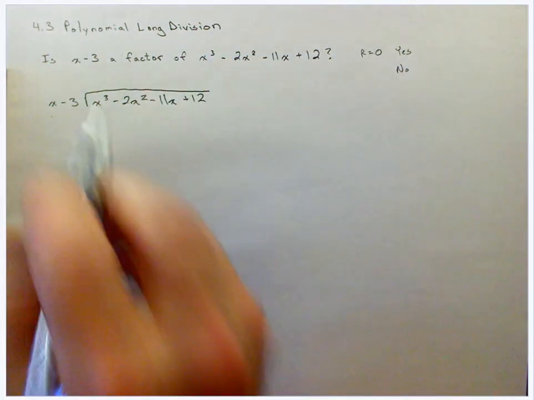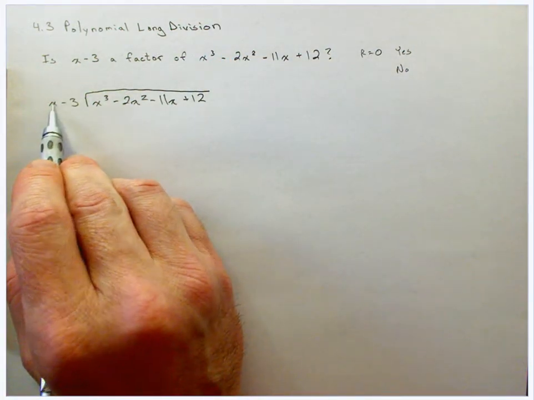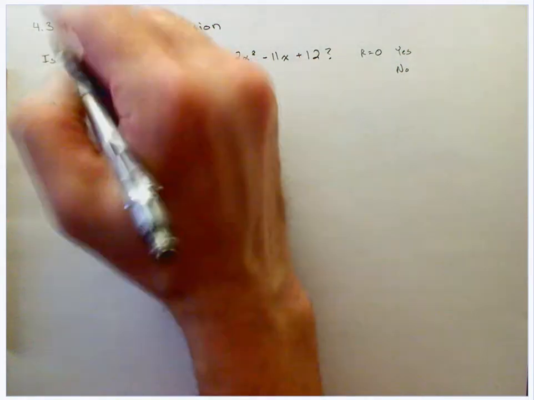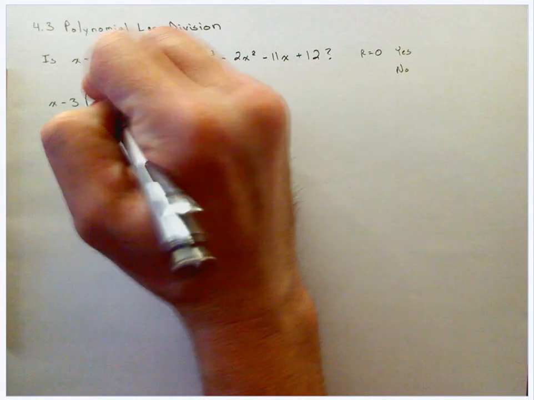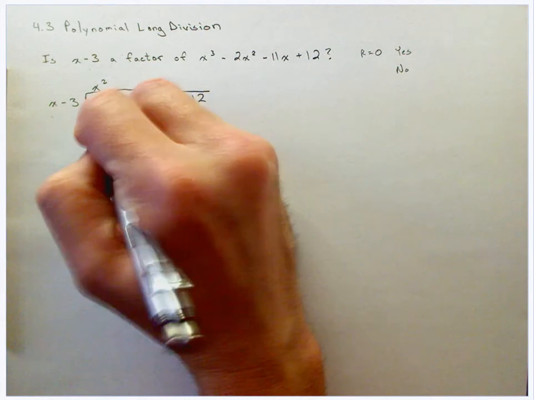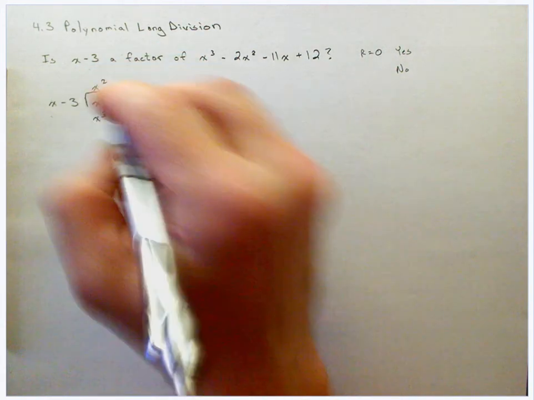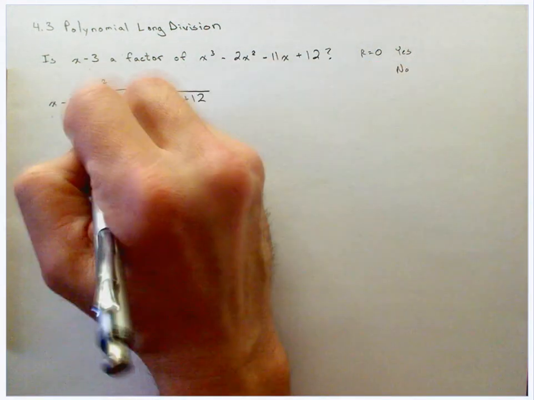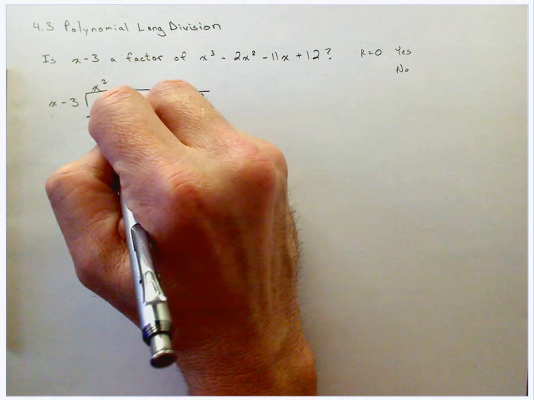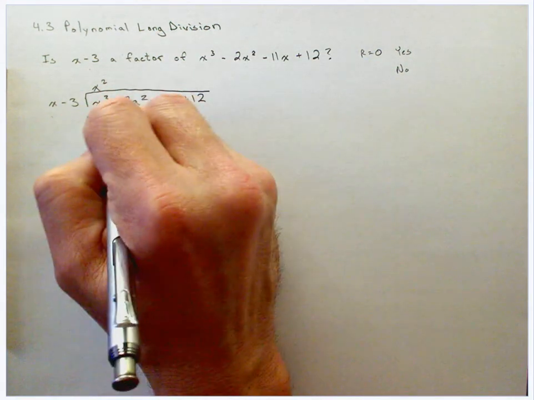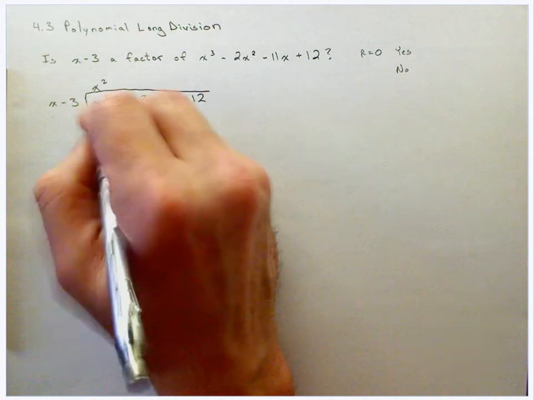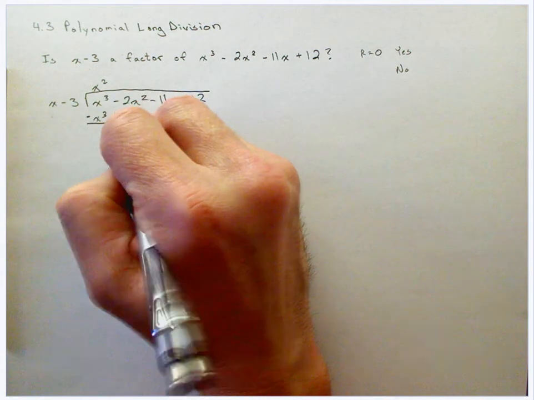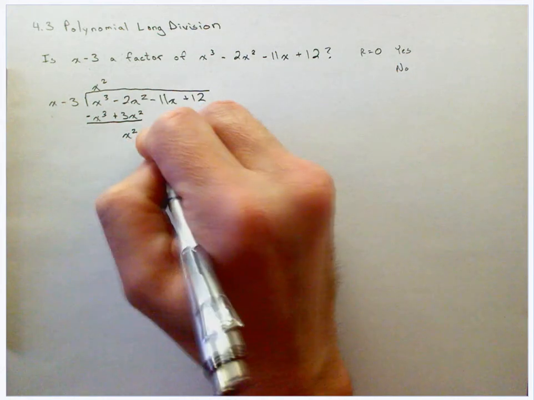Okay, so first thing I look at is, what times x can give me x cubed? X squared. X squared times x is x cubed. X squared times a negative 3 is a negative 3x squared. Multiply through by a negative 1, that flips the signs. Now I add them together. The whole point is to make this become 0, and it did. So I'm left with x squared, and I drop down my 11x.